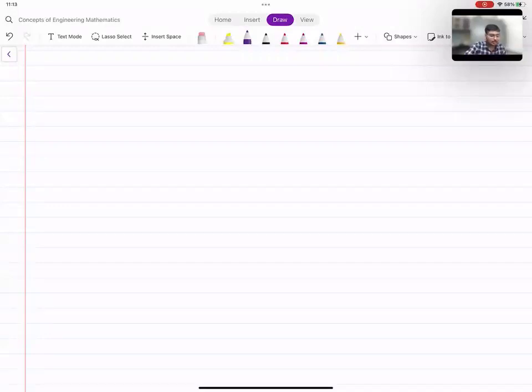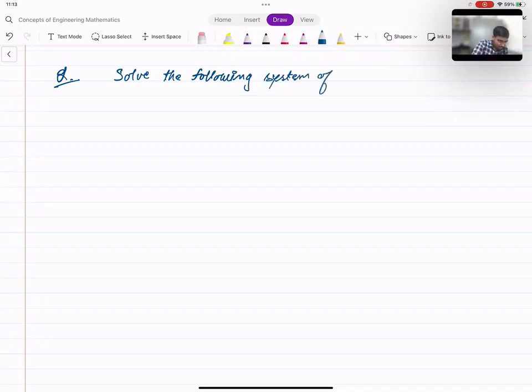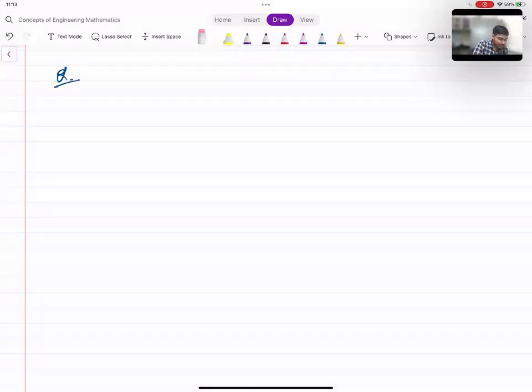We are given a system of equations. Let us modify the problem statement: first let us check the consistency of the system of equations, and then if a solution exists, we will proceed for the solution.